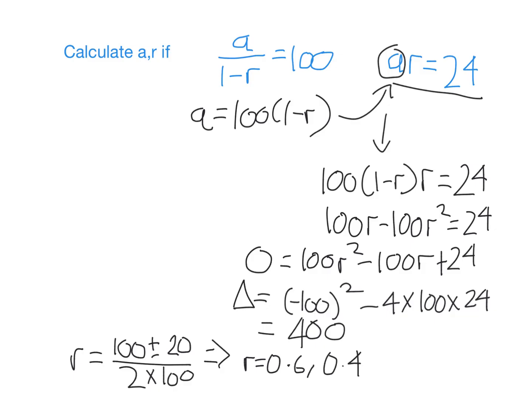So we're not done here. We found R, but we need to find A. Well, A is just 100 times 1 minus R. So if R equals 0.6, A is just 100 times 0.4, which is 40. And if R is 0.4, A is just 100 times 1 minus 0.4, 100 times 0.6, which is 60. All right, we are done.